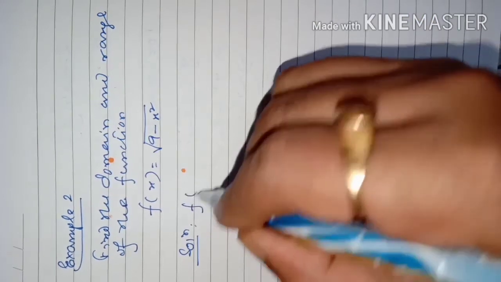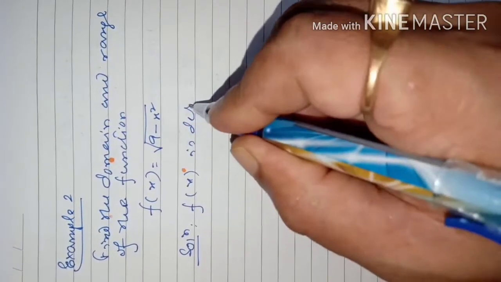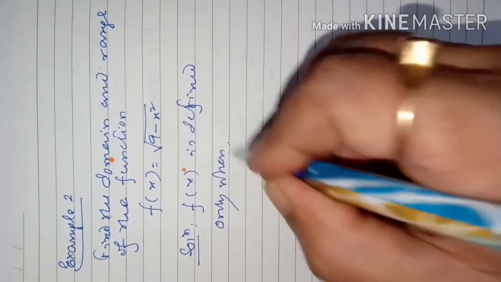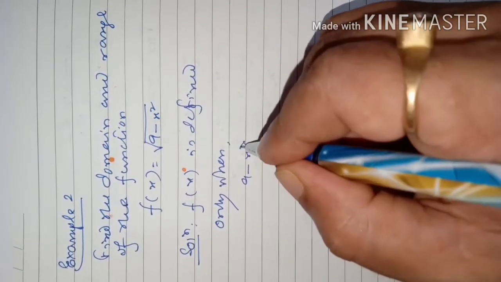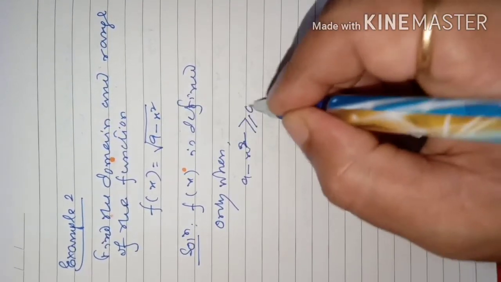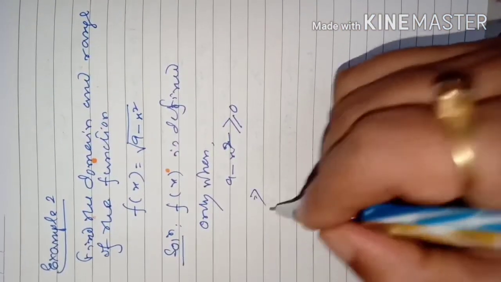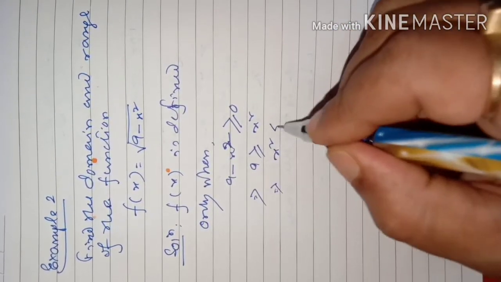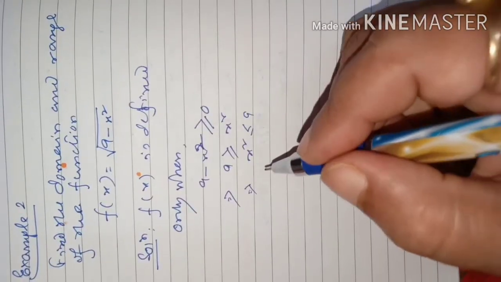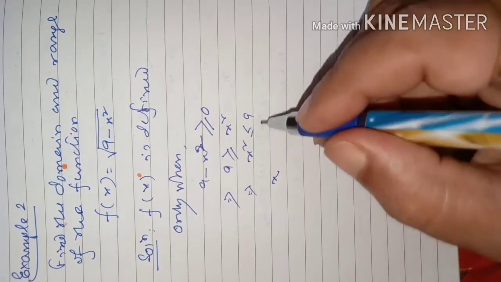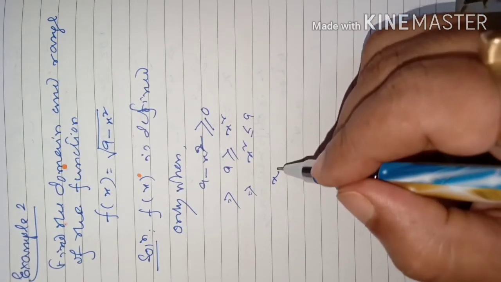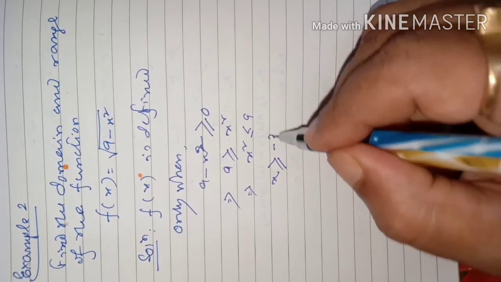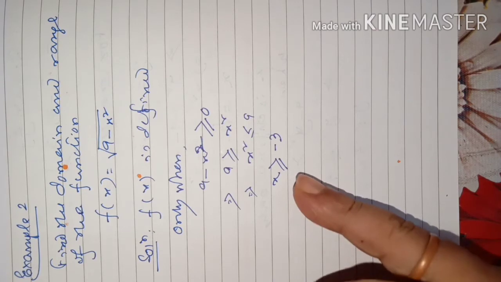So f of x is defined only when 9 minus x square is greater than or equal to 0. That means 9 should be greater than or equal to x square, or x square is less than or equal to 9. It tells us two conditions on x. One is x should be greater than or equal to minus 3. Just think about those values which are greater than or equal to minus 3.